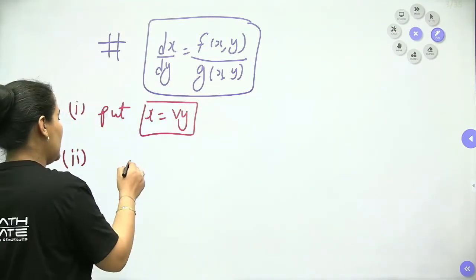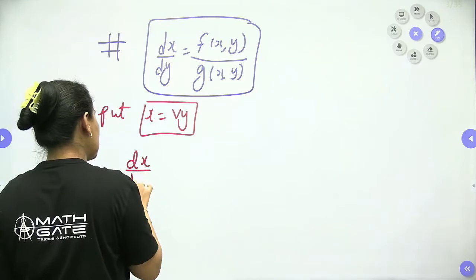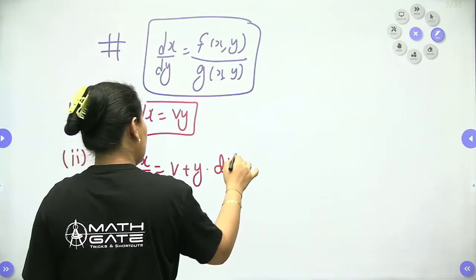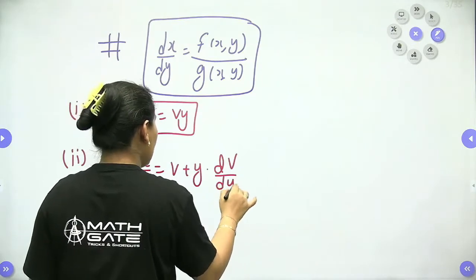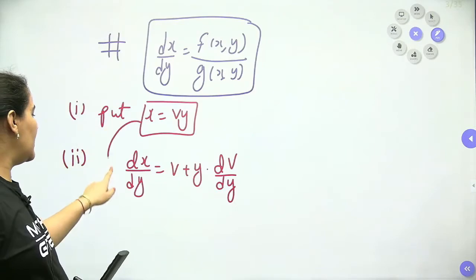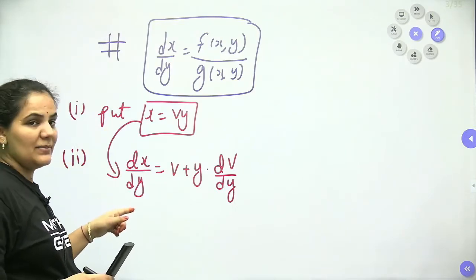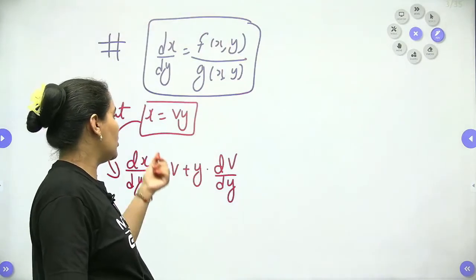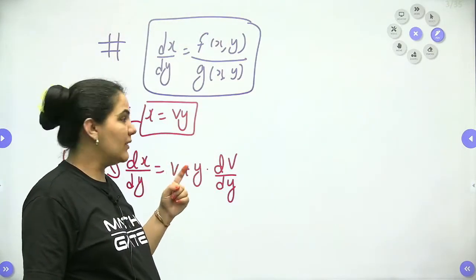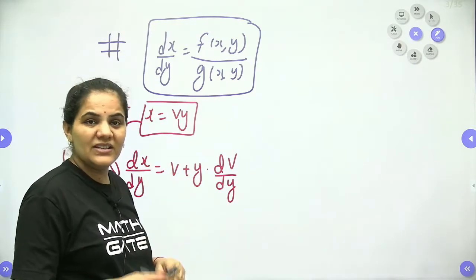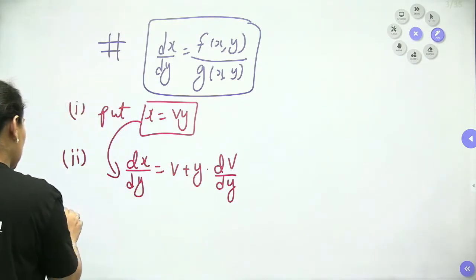Now after that, dx by dy will become v plus y into dv by dy. So it will be changed. dx by dy means when we differentiate x with respect to y. Now v will be constant, we differentiate y, it will be 1, the differentiation of y is 1. Again y is constant, the differentiation of v is dv by dy. So this will be the second step.